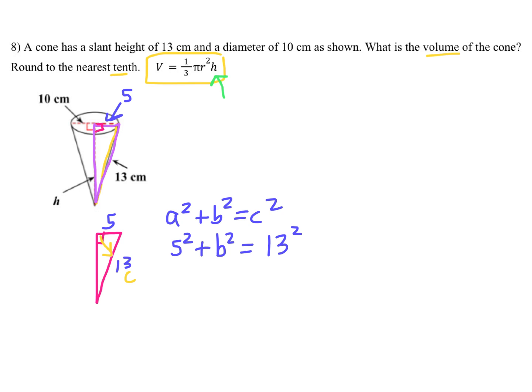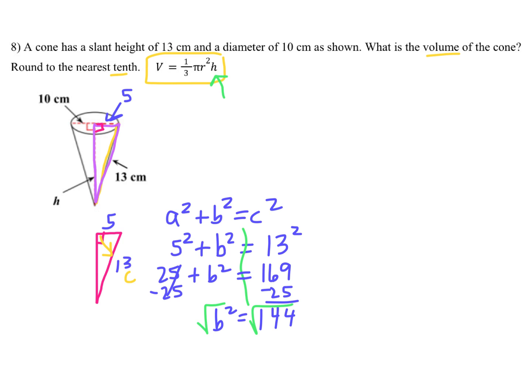Now we're going to go ahead and solve this like we know how to do. 25 plus b squared equals 13 squared, which is 169. Now use your inverse operations. Subtract 25 from both sides. B squared is 144. And then our final step is to take the square root.